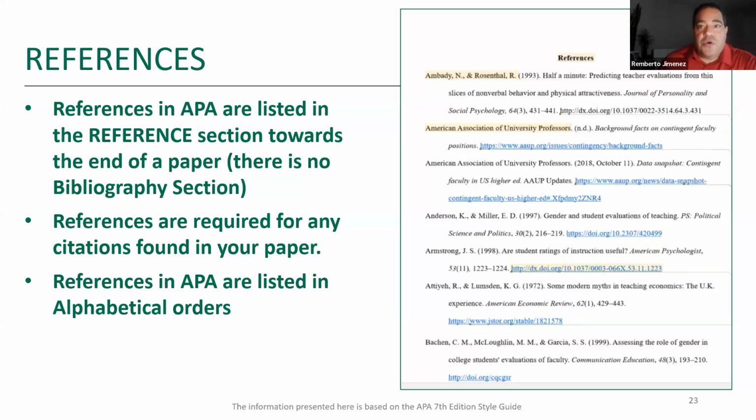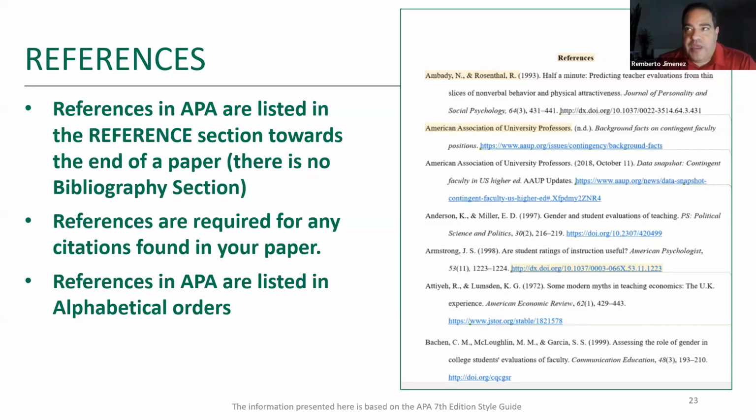So references, at least in APA style formatting, are usually listed at the end of the paper. There's no bibliography section like they may have in other formats like MLA, Chicago, etc. But there's usually a section at the very end of your paper that's called references, similar to the image that you see in front of you. Notice it's just the word references in bold, and then you have your references listed below in alphabetical order. That's a key message here. It is listed in alphabetical order.